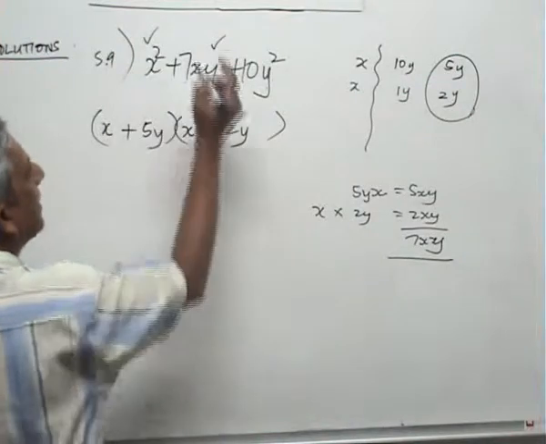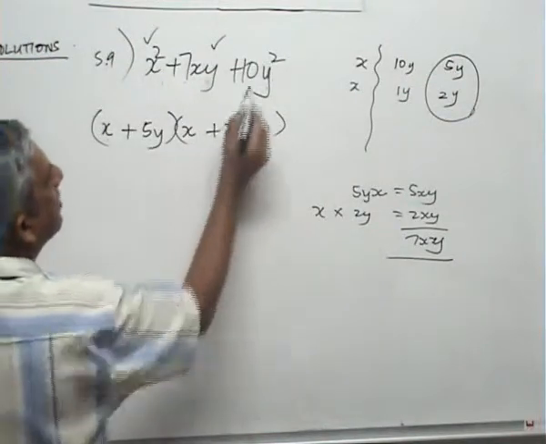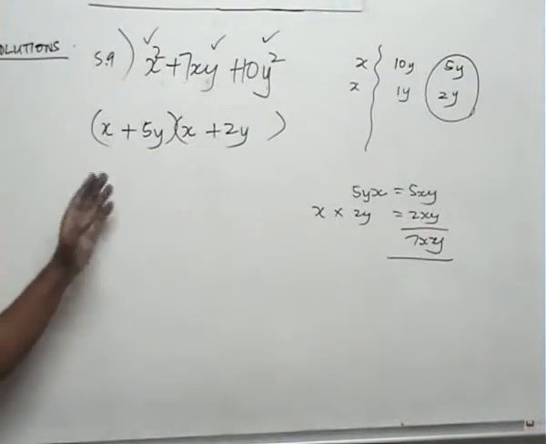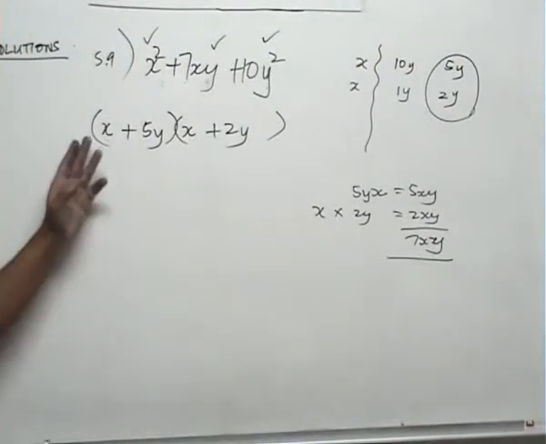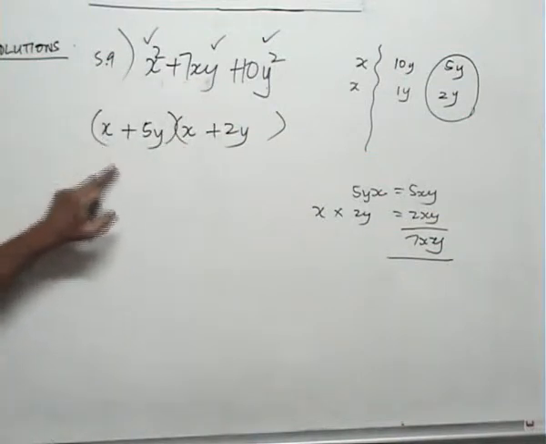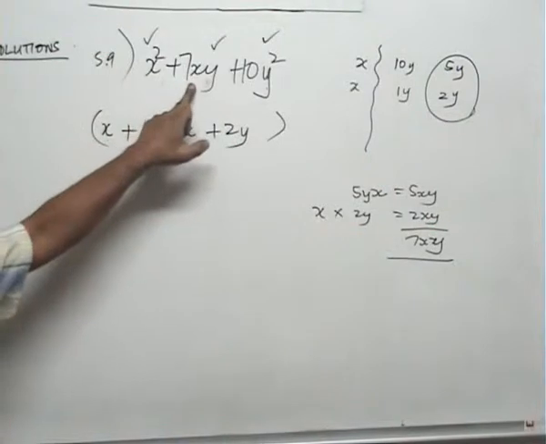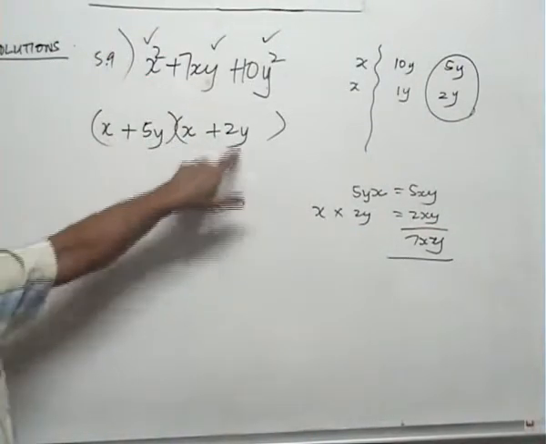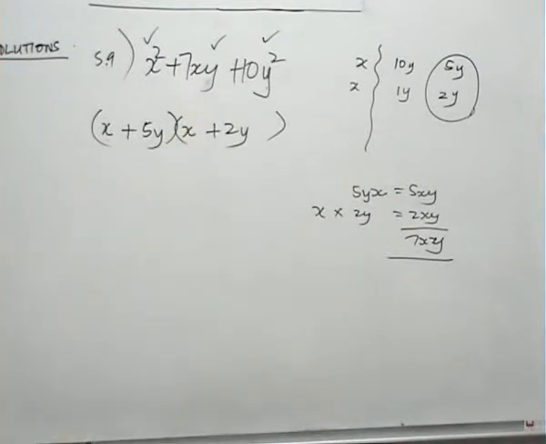X times x gives you x squared. And 5y times 2y gives you 10y squared. So you got to test it out like that. You got to multiply. X times x gives you x squared. 5yx plus 2yx gives you 7xy or 7yx. It's the same thing. And then 5y times 2y gives you 10y squared.